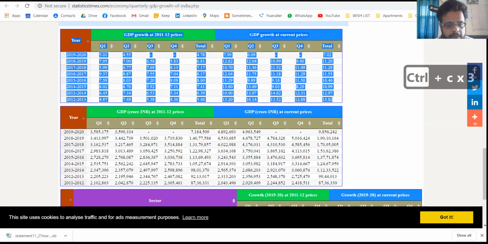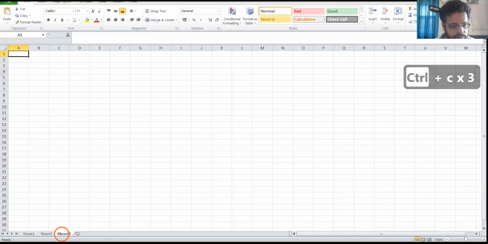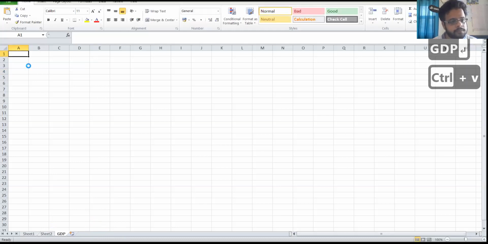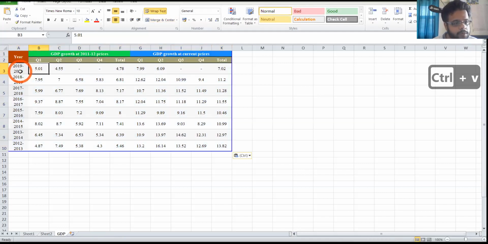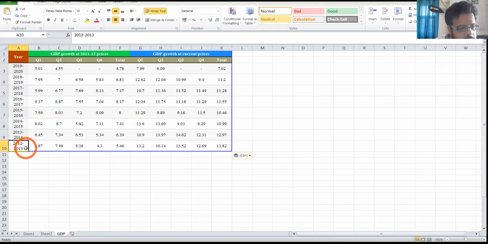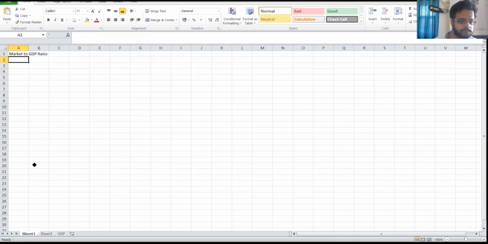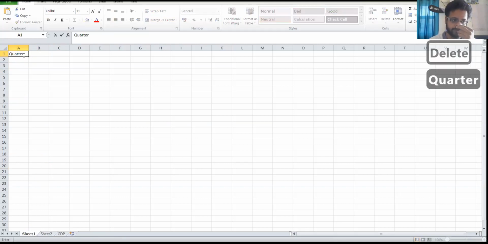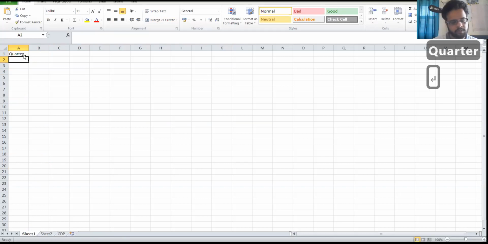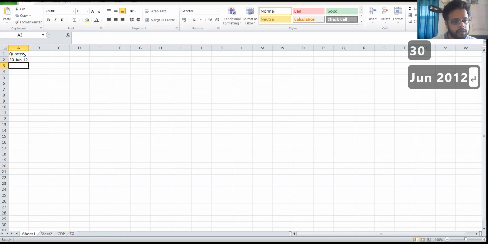So we copied this data and I'm going to paste this data over here. Okay. So I have data starting from FY 2012-13 quarter 1. That is June 2012. That is my first data. So here I'm going to refer to the quarter. Since GDP numbers are related to a quarter, I need to have a particular quarter in mind. So this will be 30th June 2012.